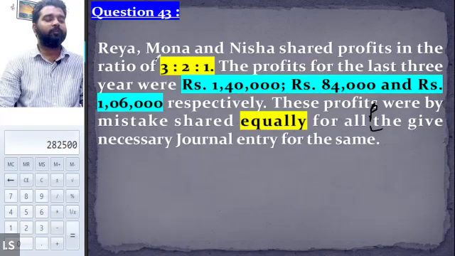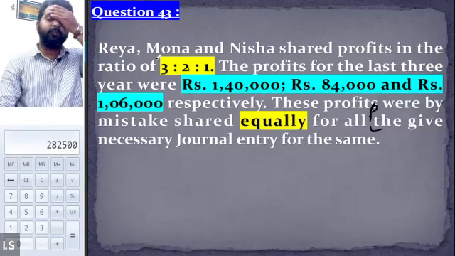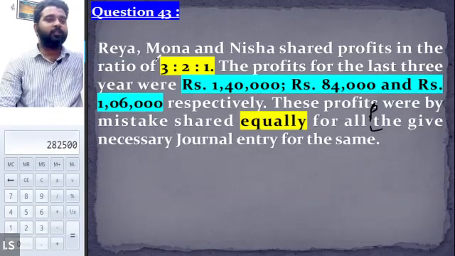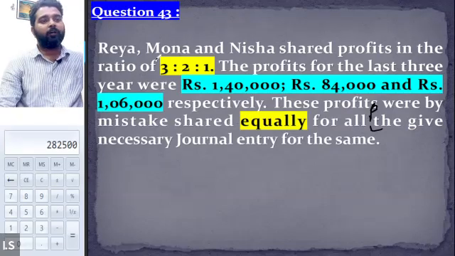Okay, so there are three partners, Aman and Halima, Ria, Muna, and Nisha. 3:2:1 is their partnership profit sharing ratio. Their profit is given for the last 3 years. They have managed to generate 1,40,000, 84,000, and 1,06,000. But after the 3-year period, it is realized that these profits were mistakenly shared equally.